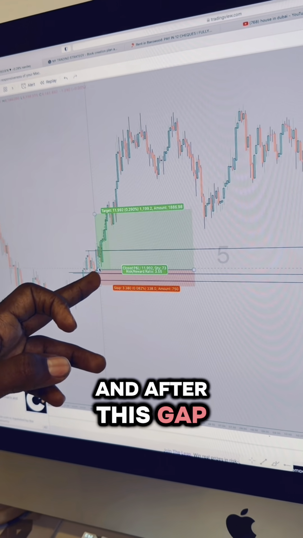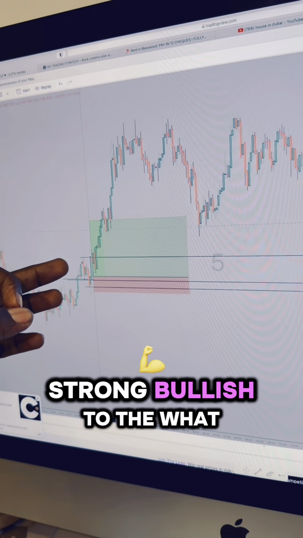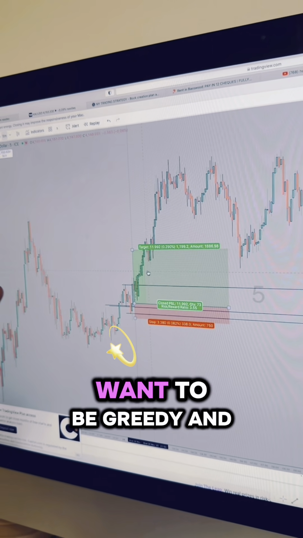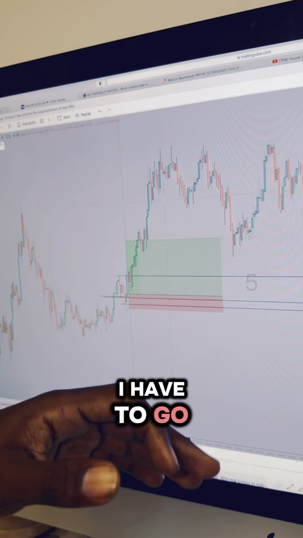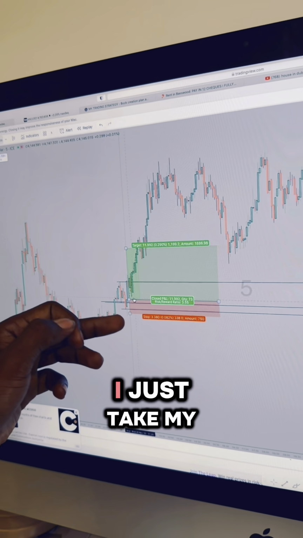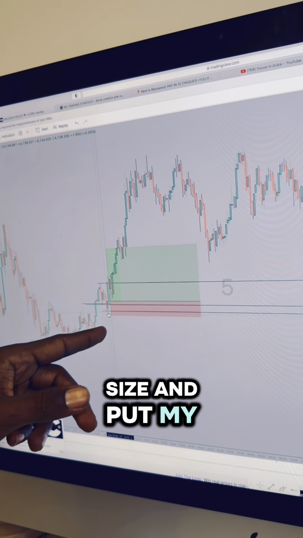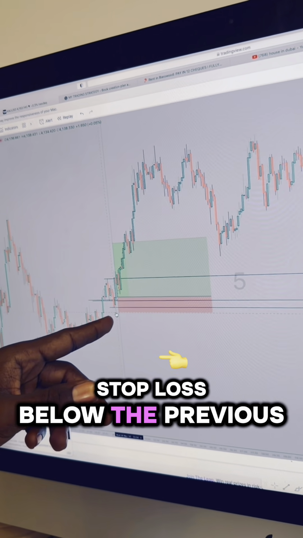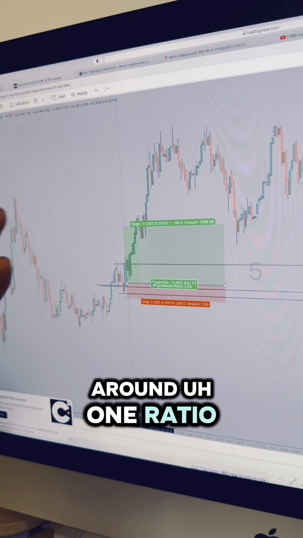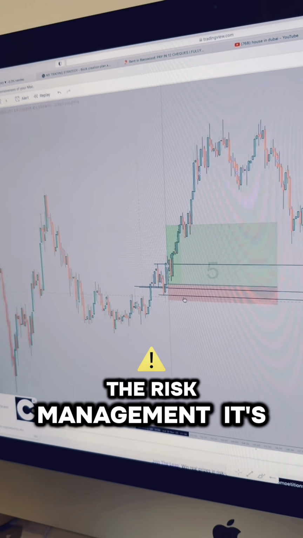And after this gap, we had a good, strong bullish move to the what? To the order block point. I normally don't want to be greedy and think I have to hold the market to what point. I just put my massive lot size and put my stop loss below the previous low point, which normally gives me around 1:3, 1:4. So it's all good. The risk management pays very well if you apply it.